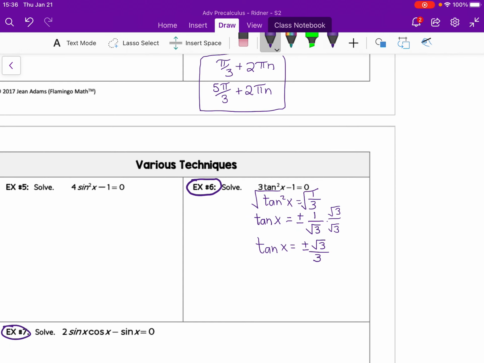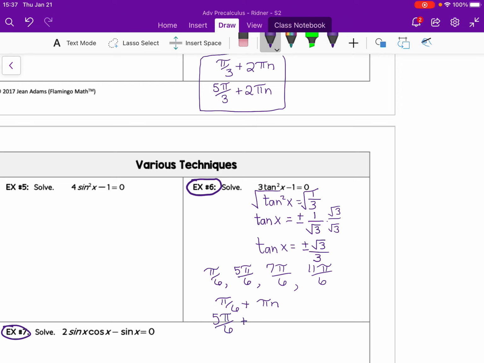So that's at pi over 6, 5 pi over 6, 7 pi over 6, and 11 pi over 6. If I wanted to write the general equation, it would just be pi over 6 plus pi n. Notice I did not put 2 pi there.